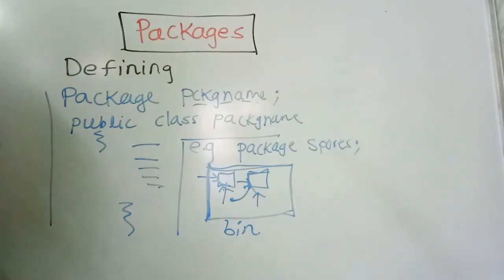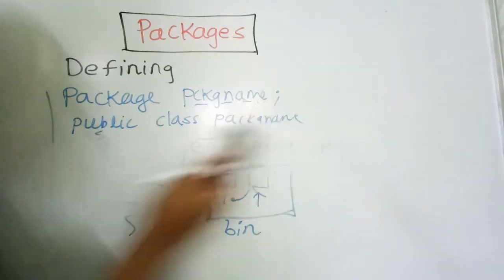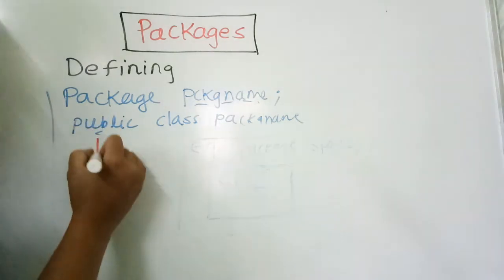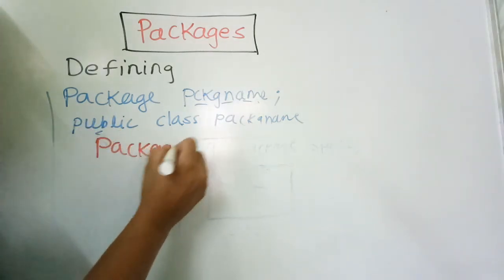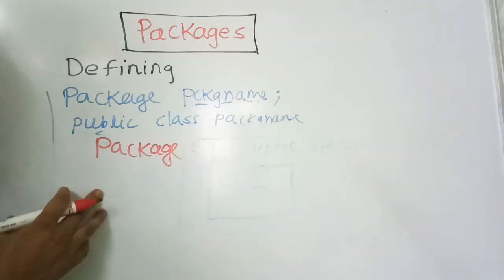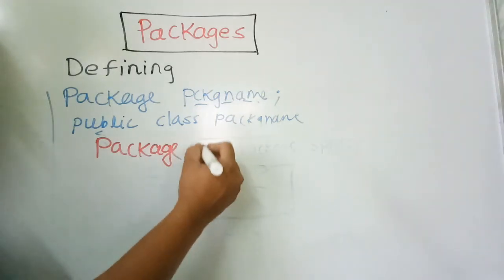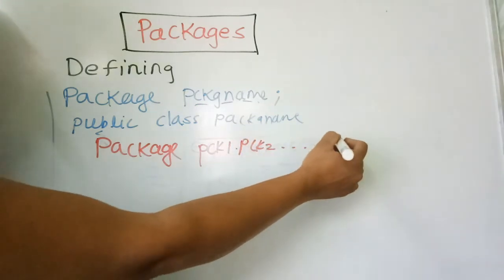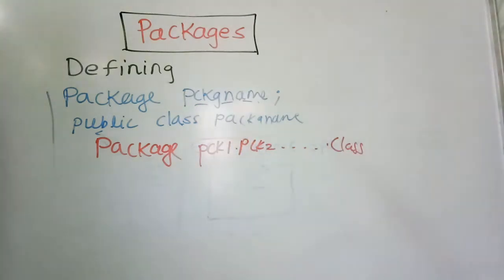The next mechanism is that we can define a hierarchy of packages. The package keyword is used, then you specify different packages and their subpackages, for example package1.package2 and so on, and then you can specify the different classes also. So this is the mechanism of defining packages.